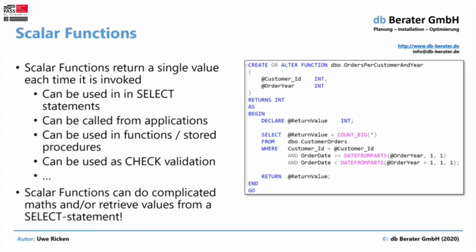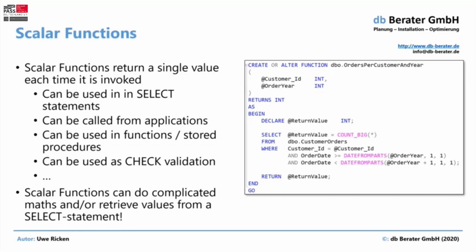Basic Scalar functions are very simple. A Scalar function returns, as I said, a single value every single time it is invoked. It can be used in a select statement, can be called from applications to get one value back, and can be used in functions and stored procedures. And the good thing here is that you can use it as a check validation, so as a check constraint.